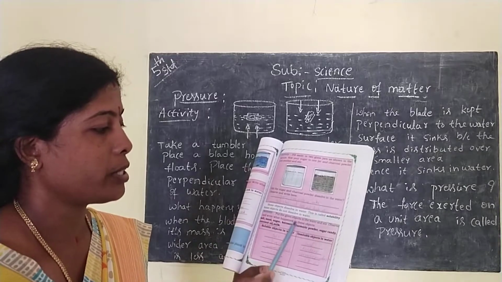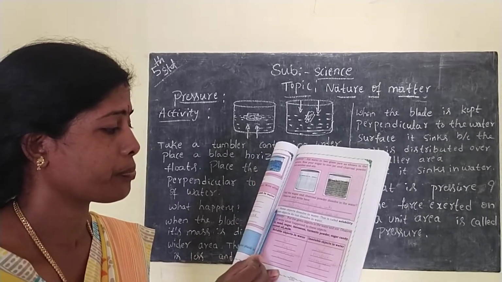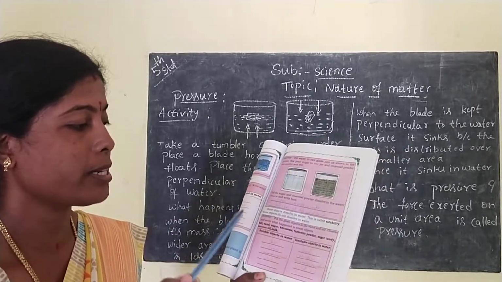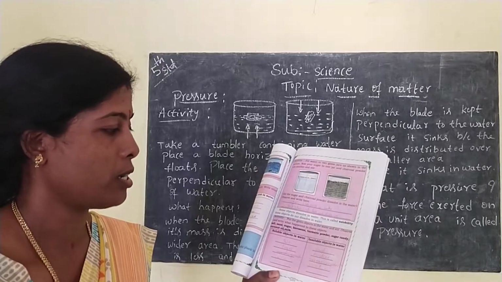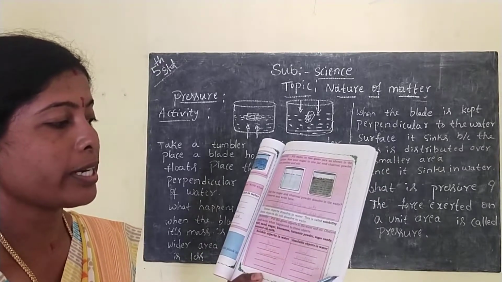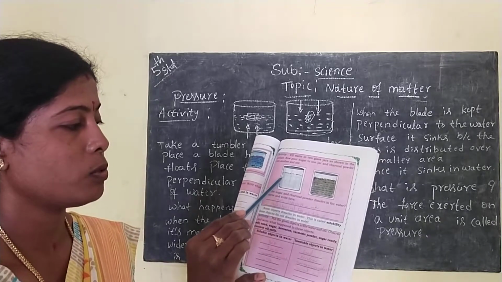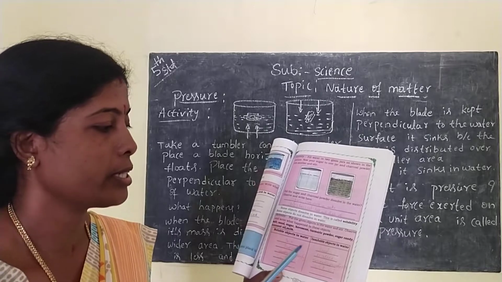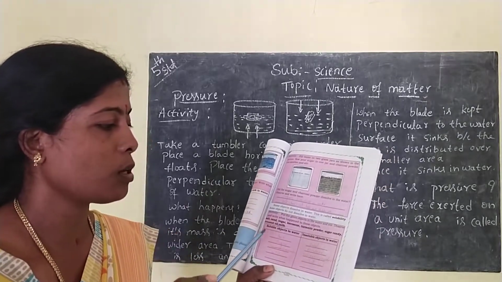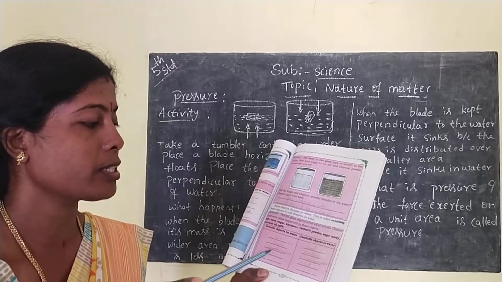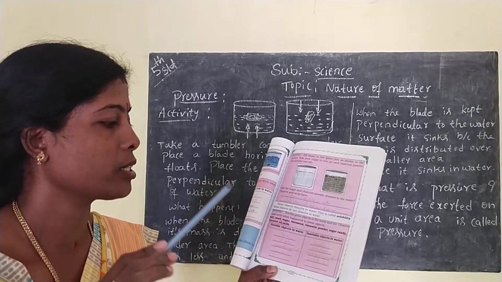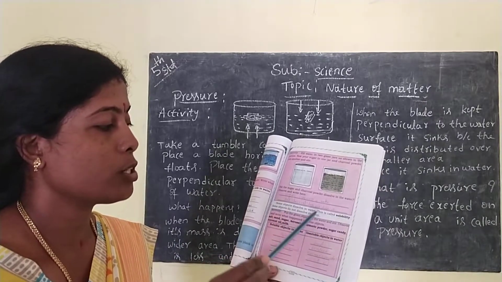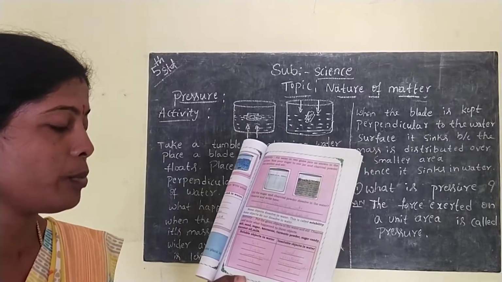In this activity, we know that some objects dissolve in water and some objects do not dissolve in water. The objects that dissolve in water, this is called solubility. Some objects do not dissolve in water; these are called insoluble objects. So objects that dissolve in water, we call soluble objects.